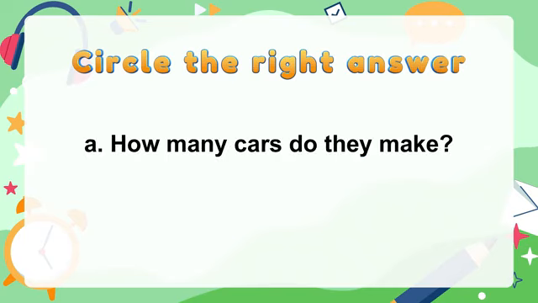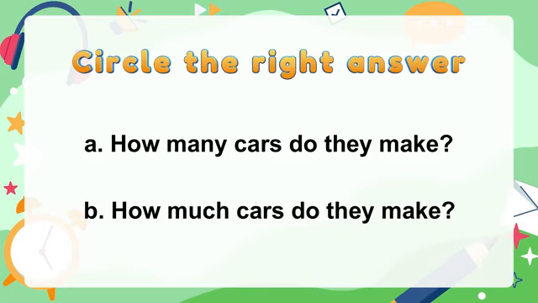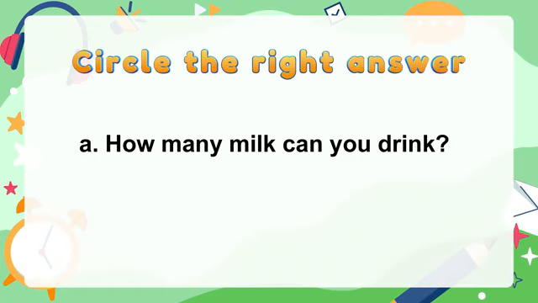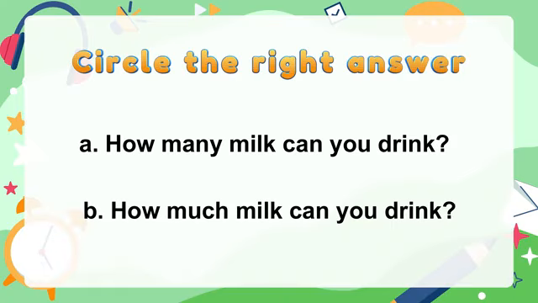A. How many cars do they make? B. How much cars do they make? Cars is countable, so you use many. The answer is A. How many cars do they make? A. How many milk can you drink? B. How much milk can you drink? Milk is uncountable, so we use much. The answer is B. How much milk can you drink?